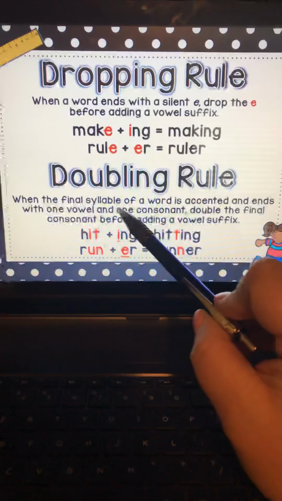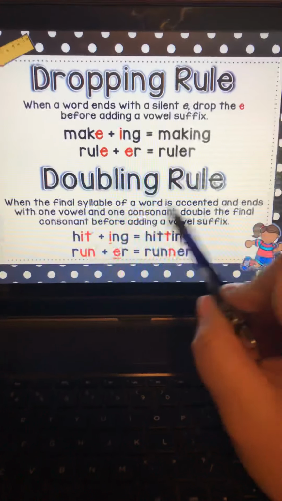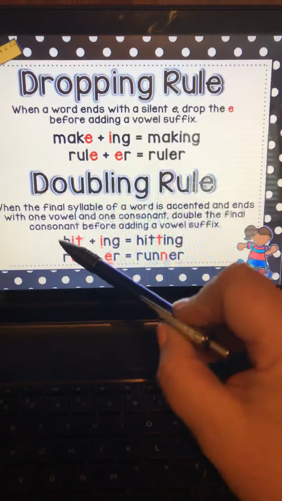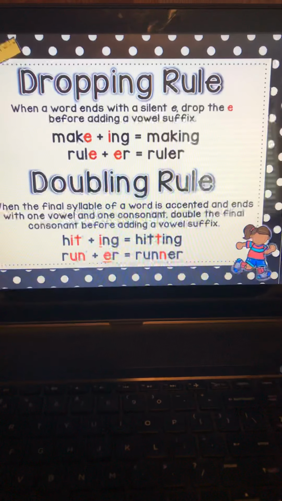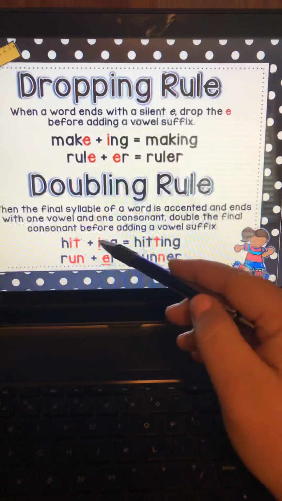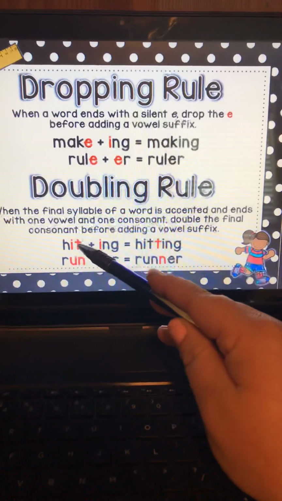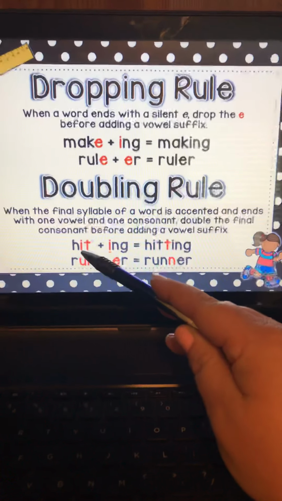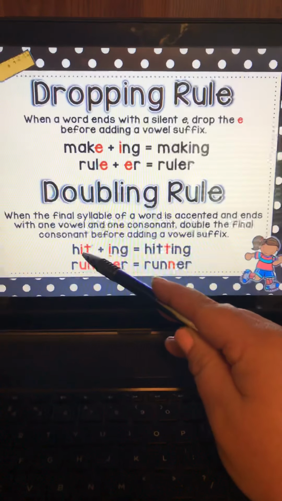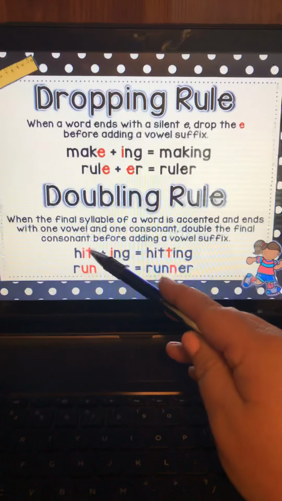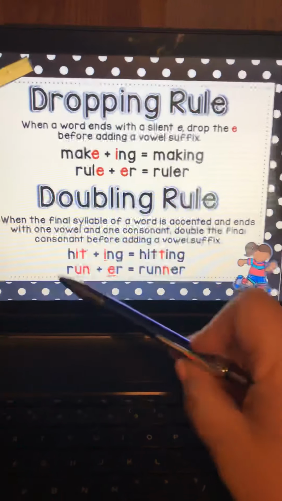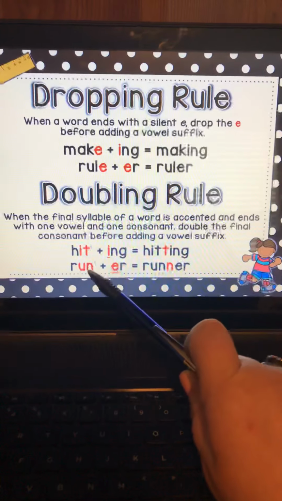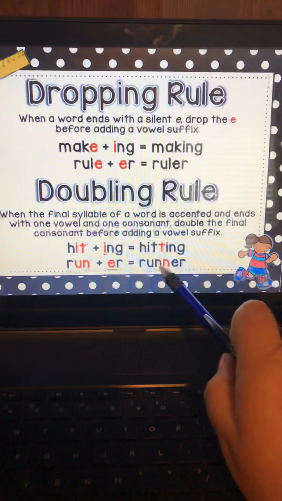Our doubling rule. When the final syllable of a word is accented and ends with one vowel and one consonant, double the final consonant before adding a vowel suffix. So remember, the final means the letter in the end. So I would double the final consonant, right, before I added the suffix. So hit, and I want hitting, like he is going to be hitting the ball. I would double the consonant, which is the T, and add ing. See how I did here? Run. But I want runner. I have to double the final consonant and add the ER. So see how I have two of them there?